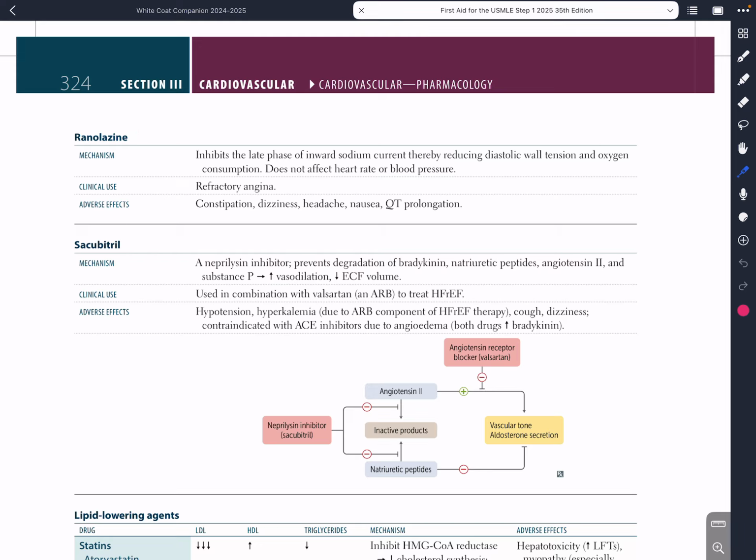Adverse effects of ranolazine are constipation, dizziness, headache, nausea, and QT prolongation. QT prolongation is a whole other video and topic to discuss, but just remember in short that ranolazine decreases contractility by inhibiting the late phase of inward sodium current, thereby reducing diastolic wall tension, and therefore it increases QT prolongation. Other adverse effects are constipation, dizziness, headache, nausea.